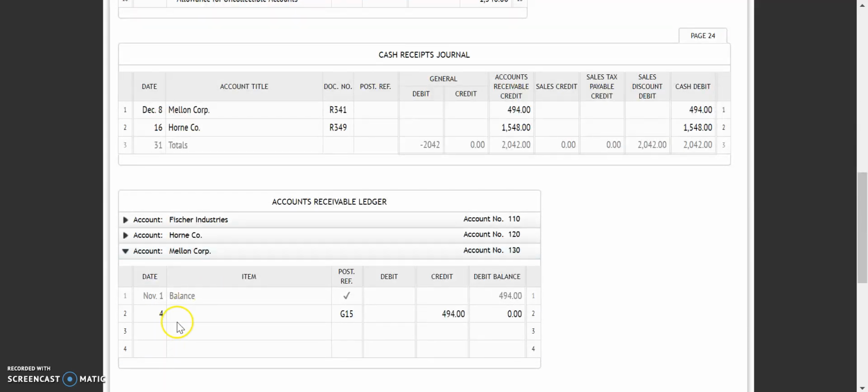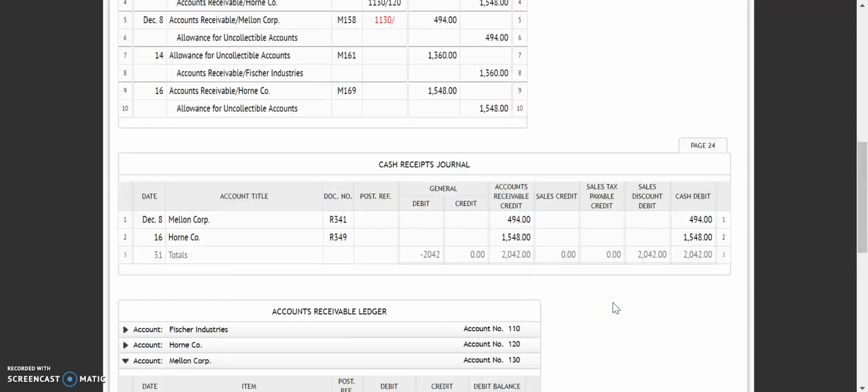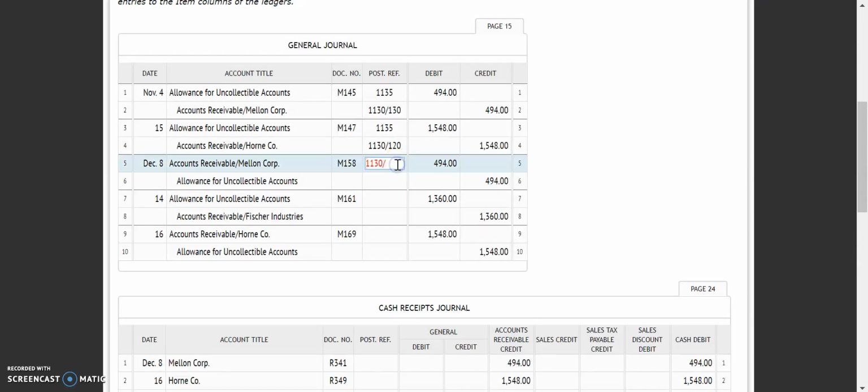So we come down to Mellon Corp, we put December 8th, again because we switched months, we're debiting $494, which brings our balance back up to that $494. And then we have $130 going in as our account number for Mellon Corp.